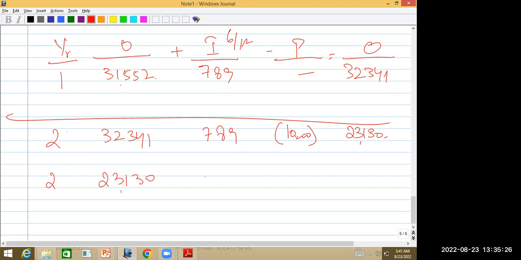And 6 months interest will be 578. 578. No payment, no obligation at end.